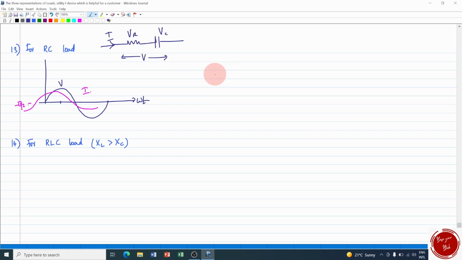Now if I take I as the reference phasor, then you know that I and VR will be in phase. So if this is I, then VR will be over here. And what is the condition in a pure capacitive load? The current leads the voltage, isn't it? So the current vector should lead the VC. So VC should be behind this I value. So I should draw VC behind this I value. So this is your VC.